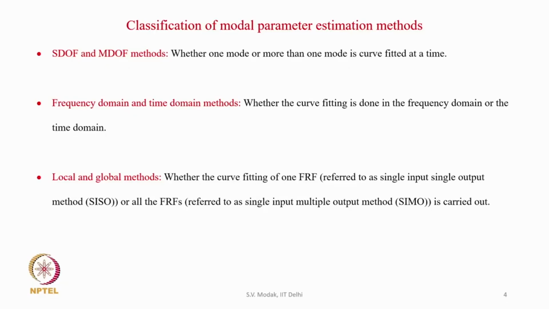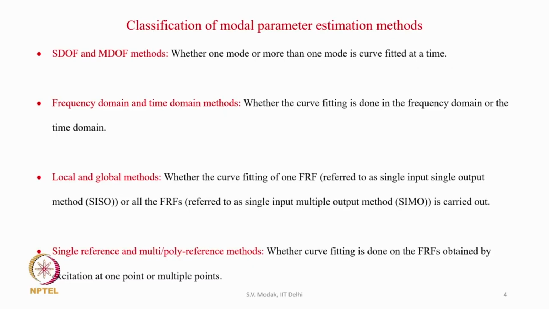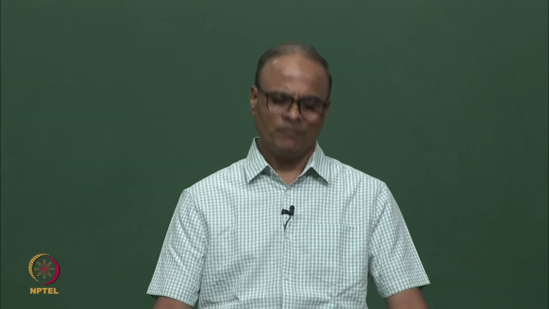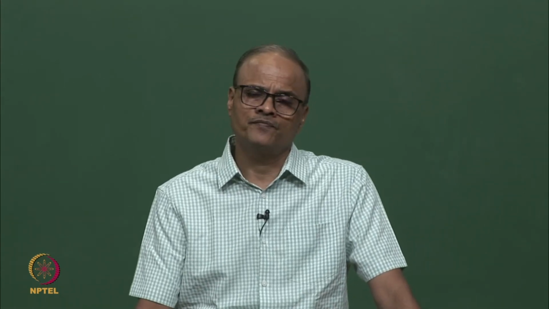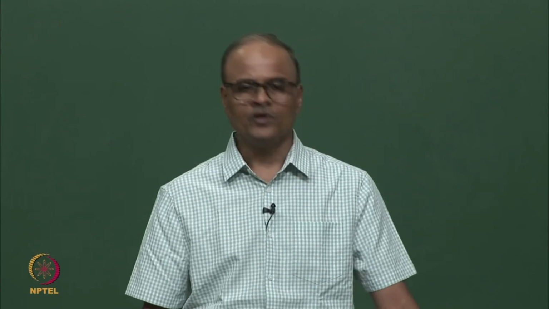The other way the methods can be classified is as either local methods or global methods. The local methods of curve fitting perform fitting of one FRF at a time and then sequentially fit every other measured FRF, while the global methods fit all the FRFs at a time, in a single go. Then there can be single reference methods or polyreference or multi-reference methods. Single reference methods process or fit the FRFs measured with respect to one reference position. These methods fit either one row or one column of the FRF that has been obtained by measurement. But polyreference or multi-reference techniques fit the FRFs that have been obtained with respect to more than one reference position, and therefore the data of more than one row or more than one column is fitted.